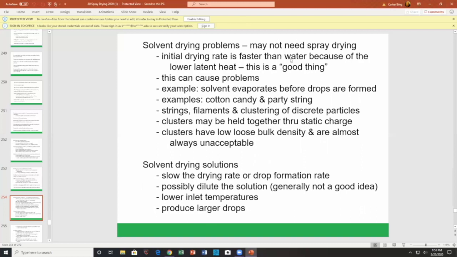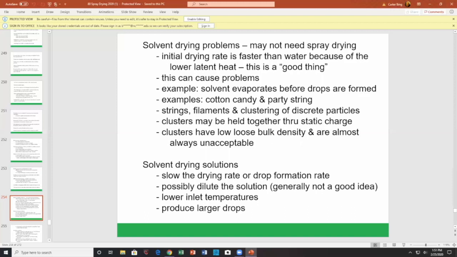Initial drying rates faster than water because of latent heat. Solvents usually have lower latent heat than water, so they can evaporate just sitting there. Can cause problems, evaporates before the drop's formed. That would be like in cotton candy or putty string filaments, clustering discrete particles. If this happens, you don't need a spray dryer. Clusters may be held together through static cling.